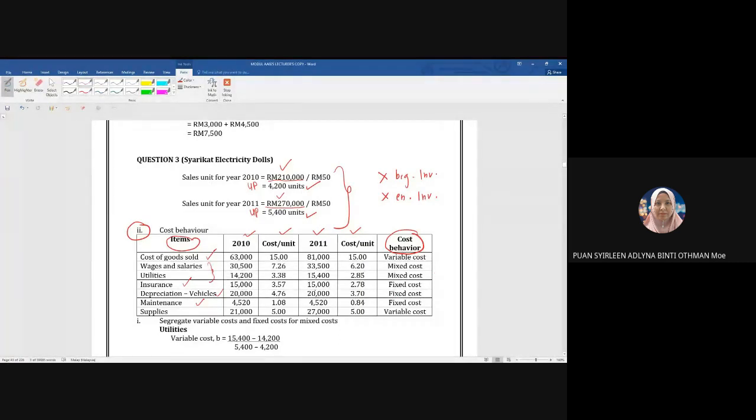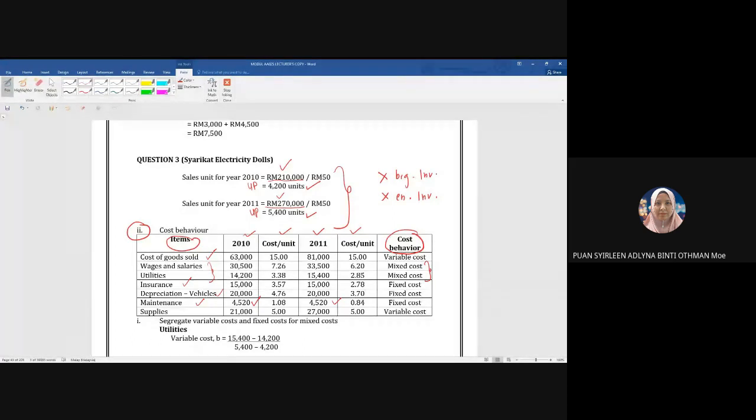Even if you don't calculate, from the question itself we know 2010 and 2011, the amount is the same, 4,520. So that means it is your fixed cost. So your mixed costs here are only two: wages and salaries, and utilities. Once we have mixed costs, we must segregate. That is your job. That's why for topic 3, the first thing you need to do is determine whether it is VC, MC or FC. If the question has MC, you cannot proceed directly to the cost function, you must segregate first.